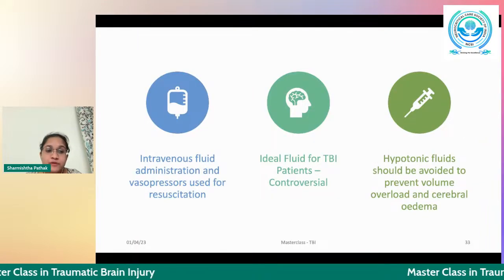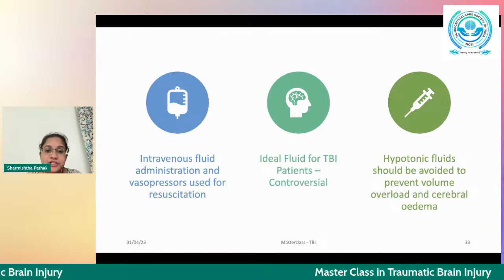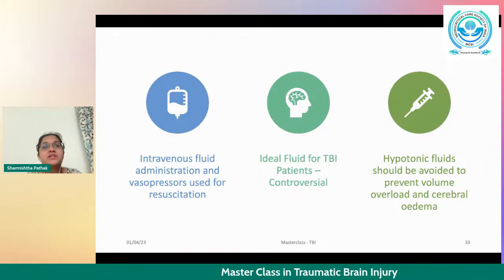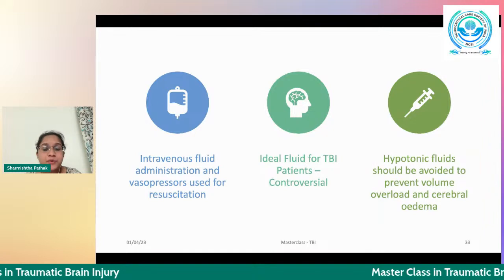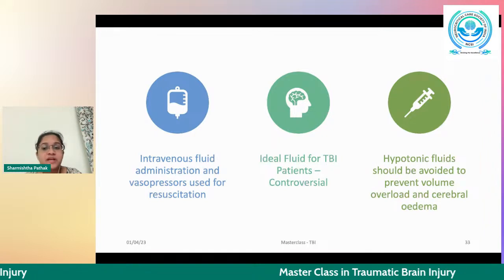We can use intravenous fluid and vasopressors for resuscitation. The ideal fluid for TBI patients is still controversial. There is no ideal fluid at present. What has been recommended is to avoid using hypotonic fluids, as they can result in volume overload and cerebral edema.